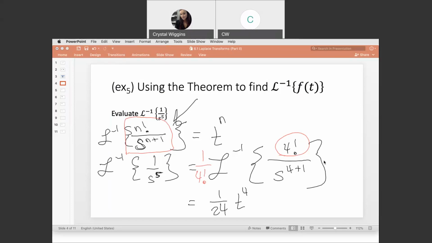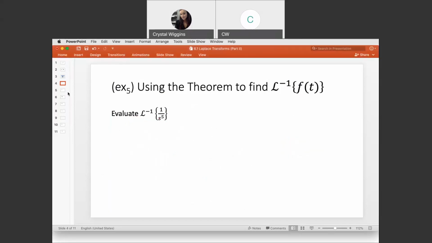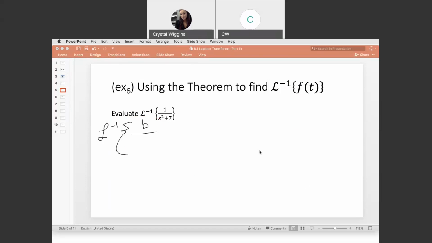Let's take a look at the next example. Our next example is taking the Laplace inverse of 1 over s squared plus 7. Again, you look back at the table to see if you can find the closest match. For me, I'm looking at the Laplace inverse of b over s squared plus b squared. The table says that relates to the function sine of bt. Again, we have to be a little creative to manipulate the b and the s.